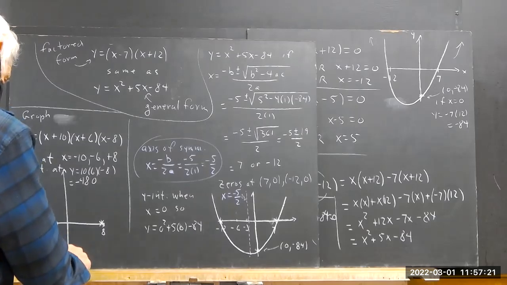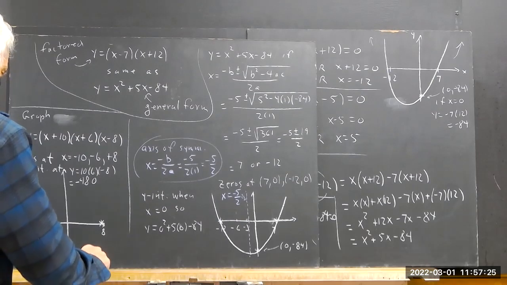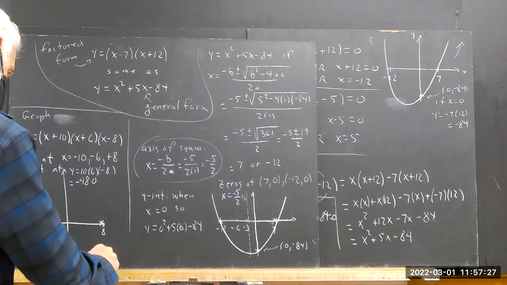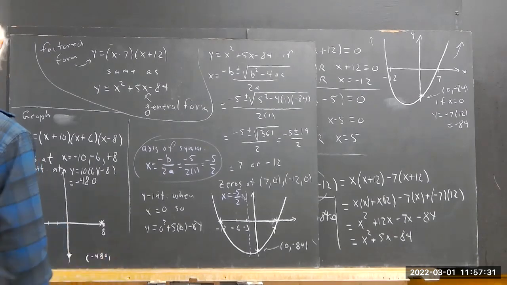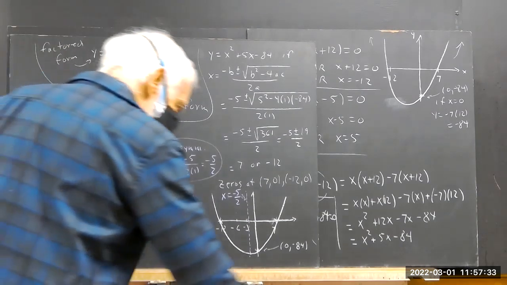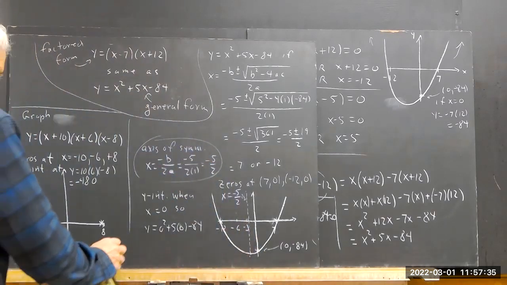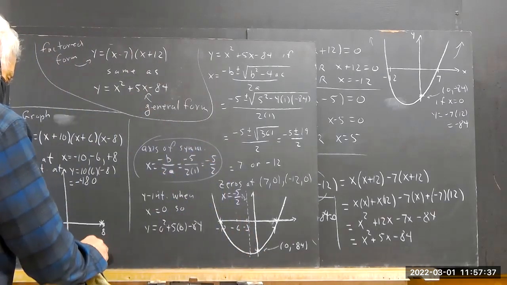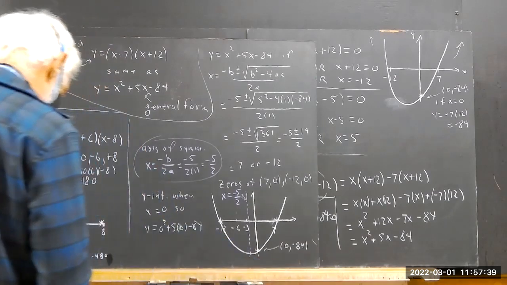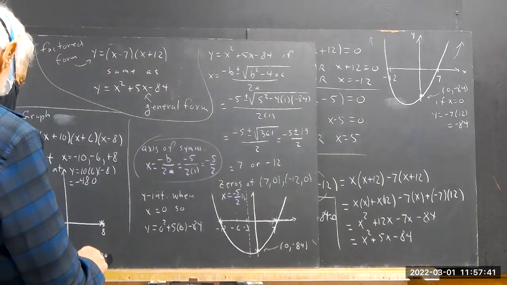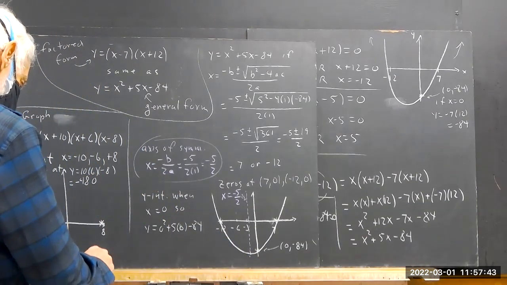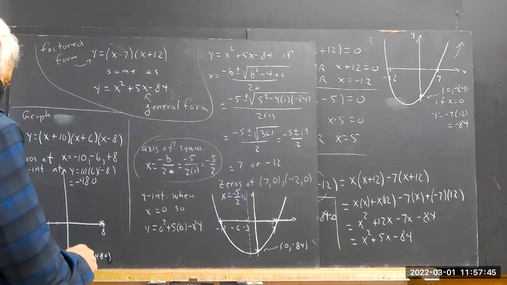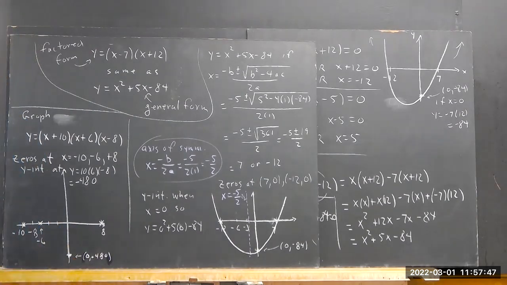So we don't have to scale the graph equally, though. So we're going to put -480 here. And it's 0, -480. Right?